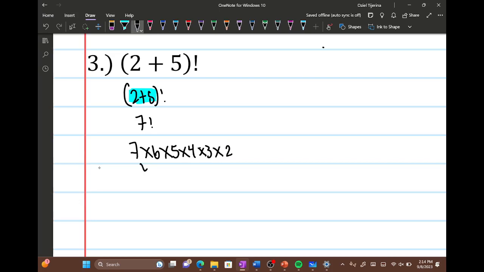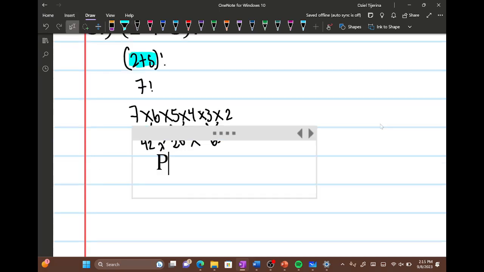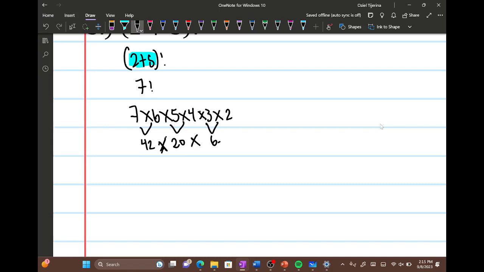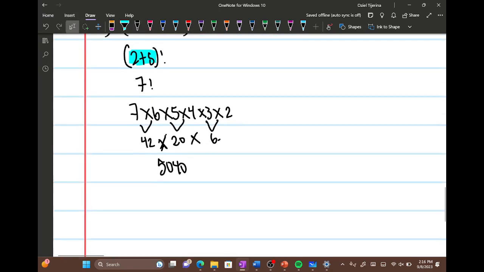Okay, this is 42, 210, and 6. Obviously, if we use a calculator, one second, guys. Okay, guys, so this simplifies to 5040. So we know that basically (2 plus 5) factorial is equal to 5040. Here's the thing I want to make very clear.